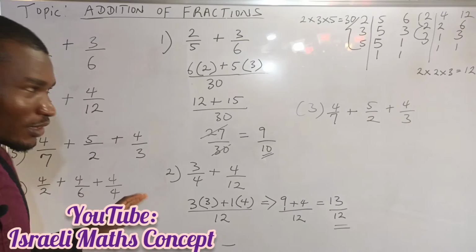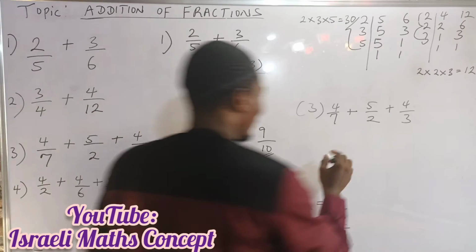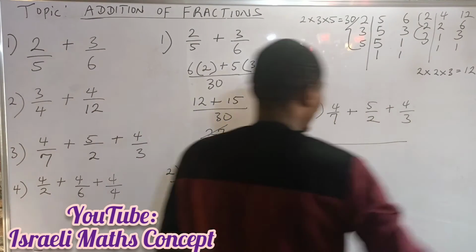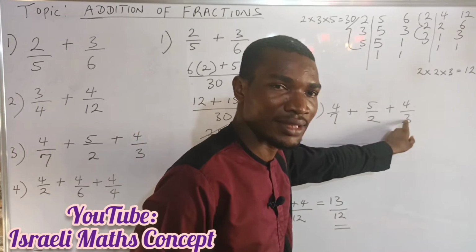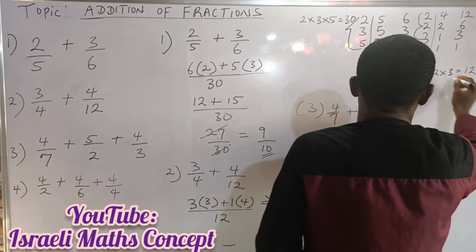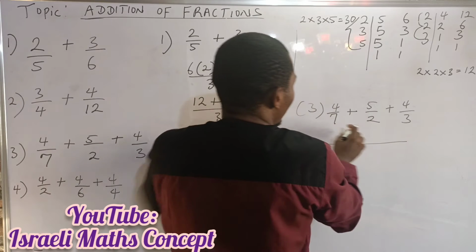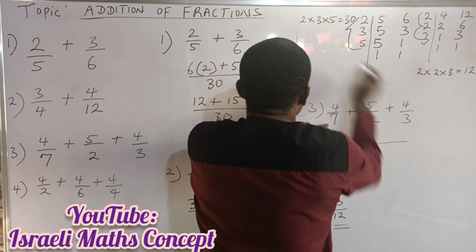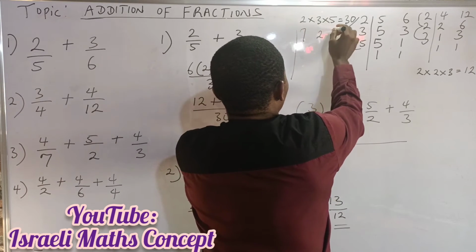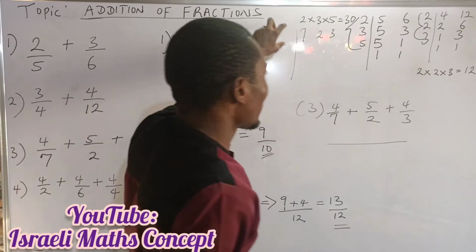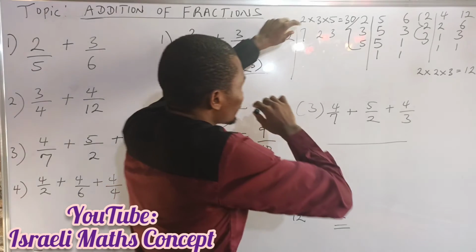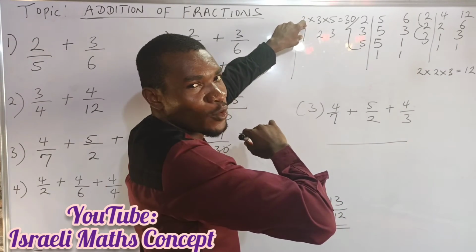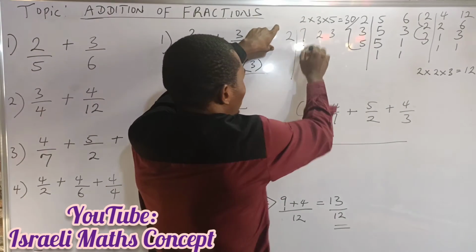It is the same thing. Very simple. Draw your division line, first thing first. Then we find a common LCM of 7, 2, and 3. Draw your division line and write out your 7, 2, and 3. The smallest factor that can divide is 2. But 2 cannot divide 7 without remainder. Hence, we bring down 7.